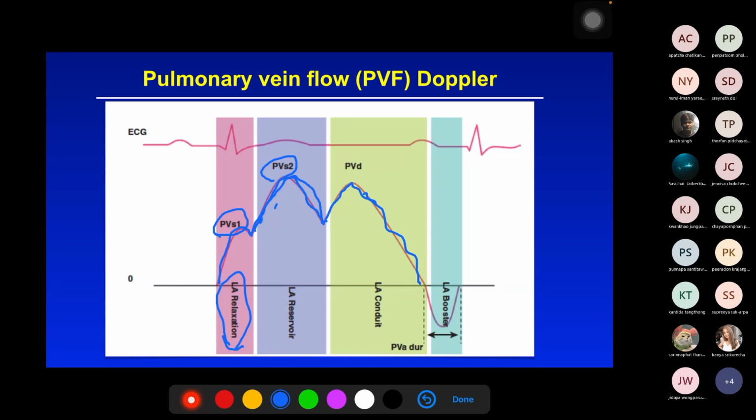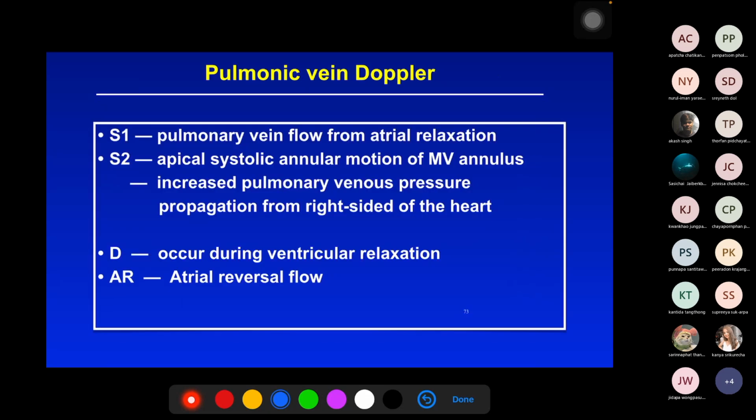Okay, then the last phase of the diastole is the atrial kick. This generates the LA boost or LA pump. This puts blood into the LV and a little blood back to the pulmonary vein. So we use S1, S2, D, and AR to correlate with the LV filling pressure. And what's that?